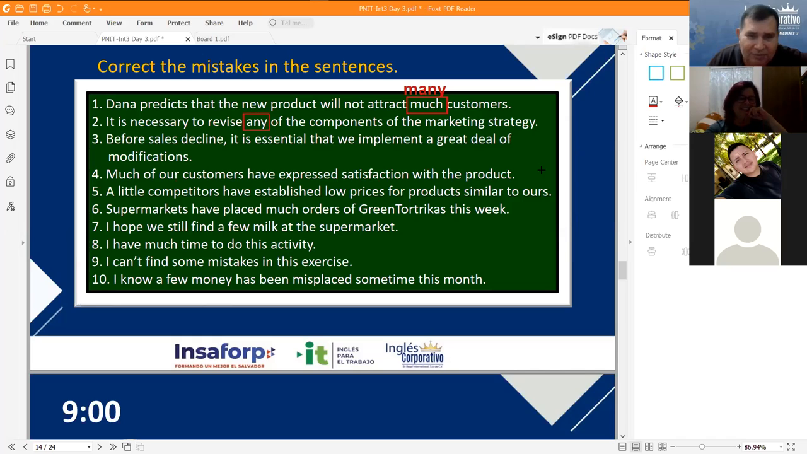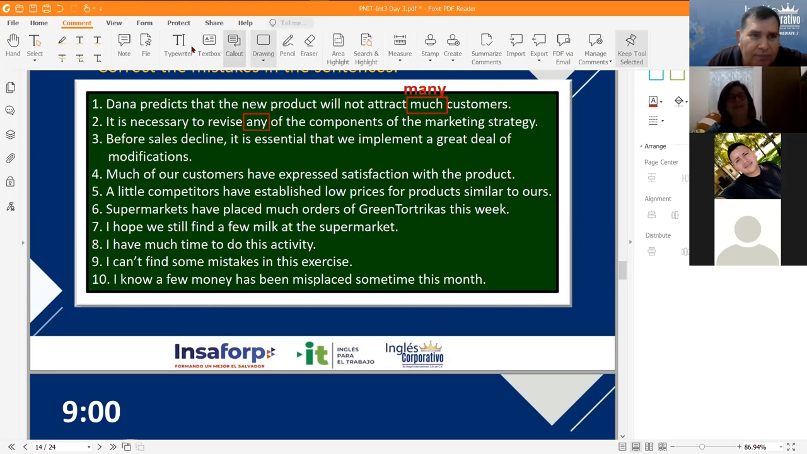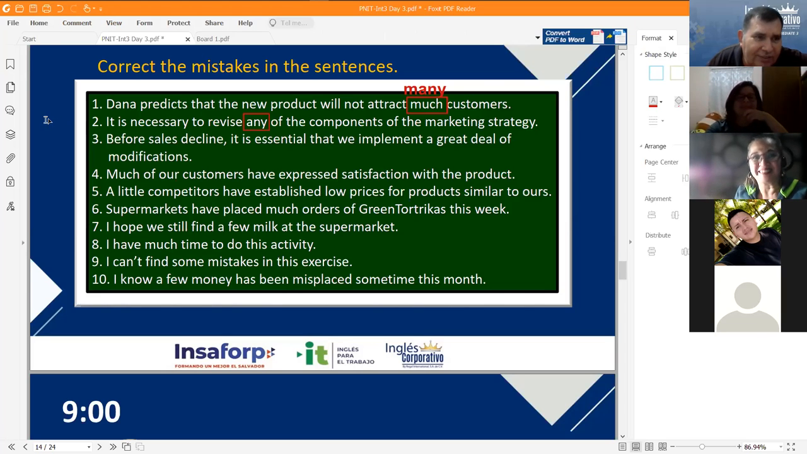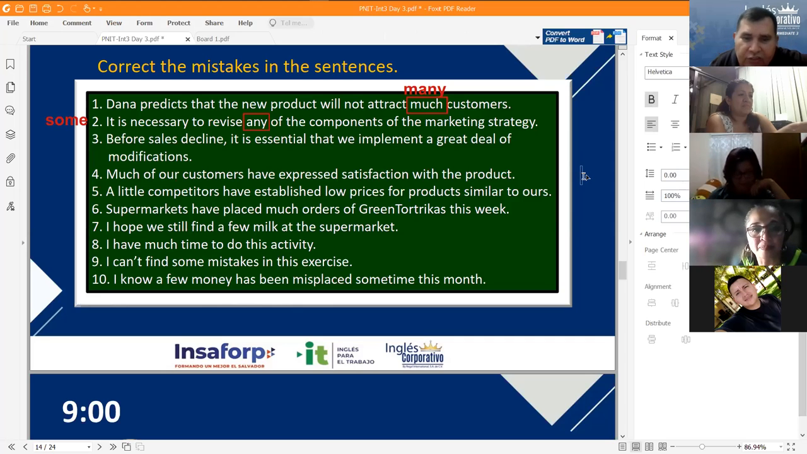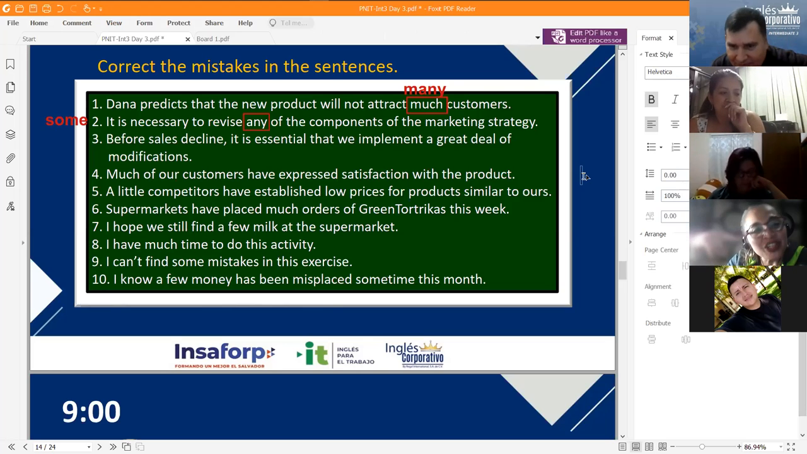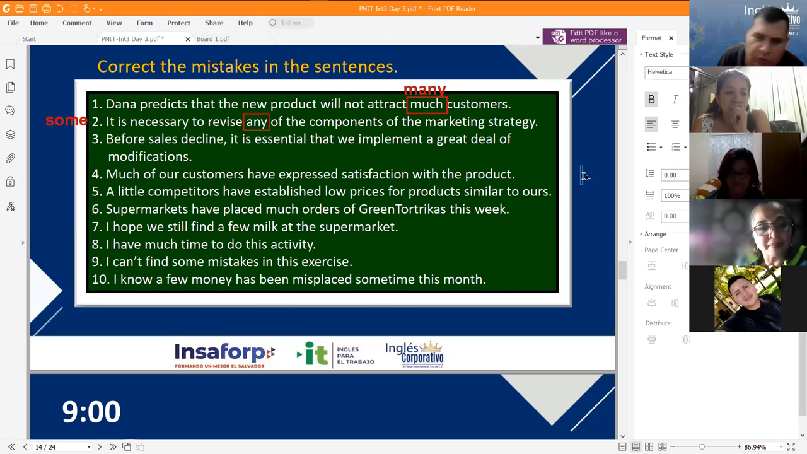Okay, what's the correction for this one? Some, right? Why do we use some? Some is in affirmative and any is in negative. So in this case, it's necessary to rewrite any of the components? No, some of the components. In the question, respect the rule, the affirmative and negative. Sure, I will give you the rule.